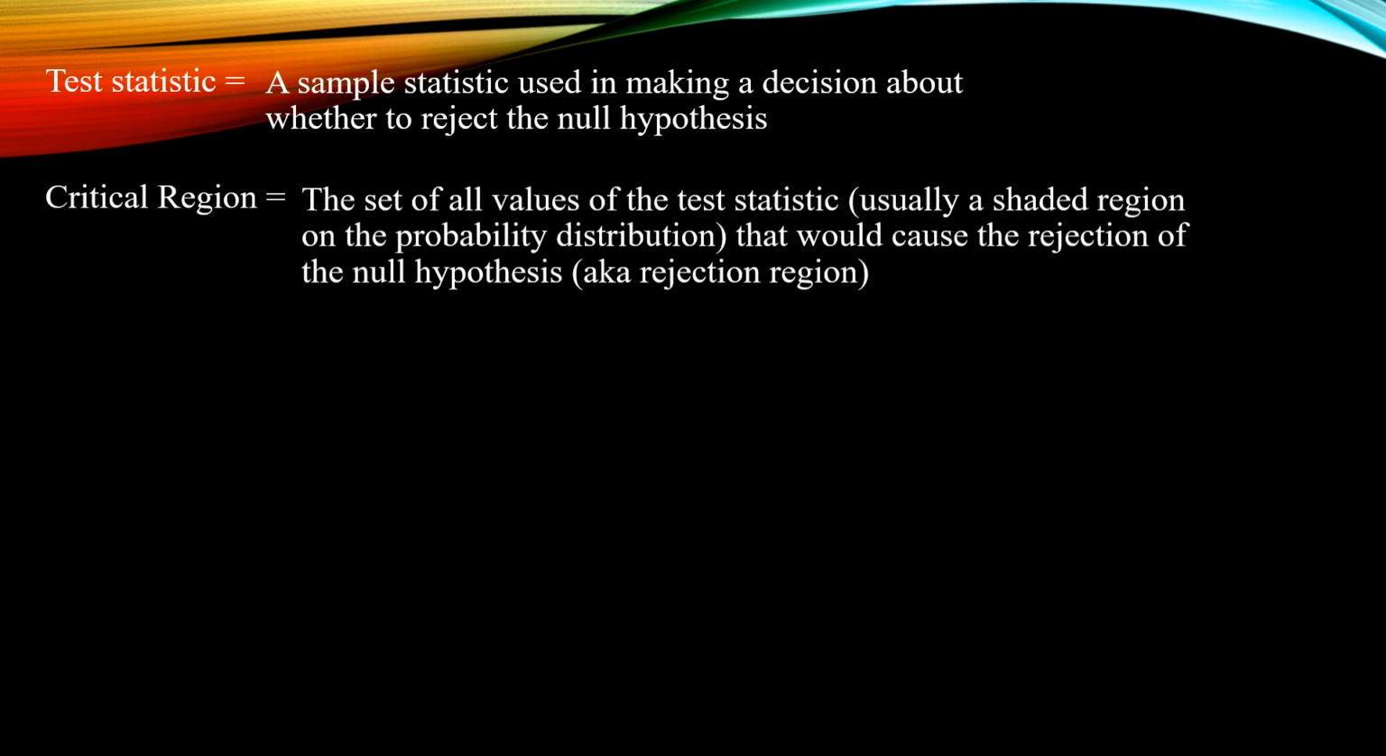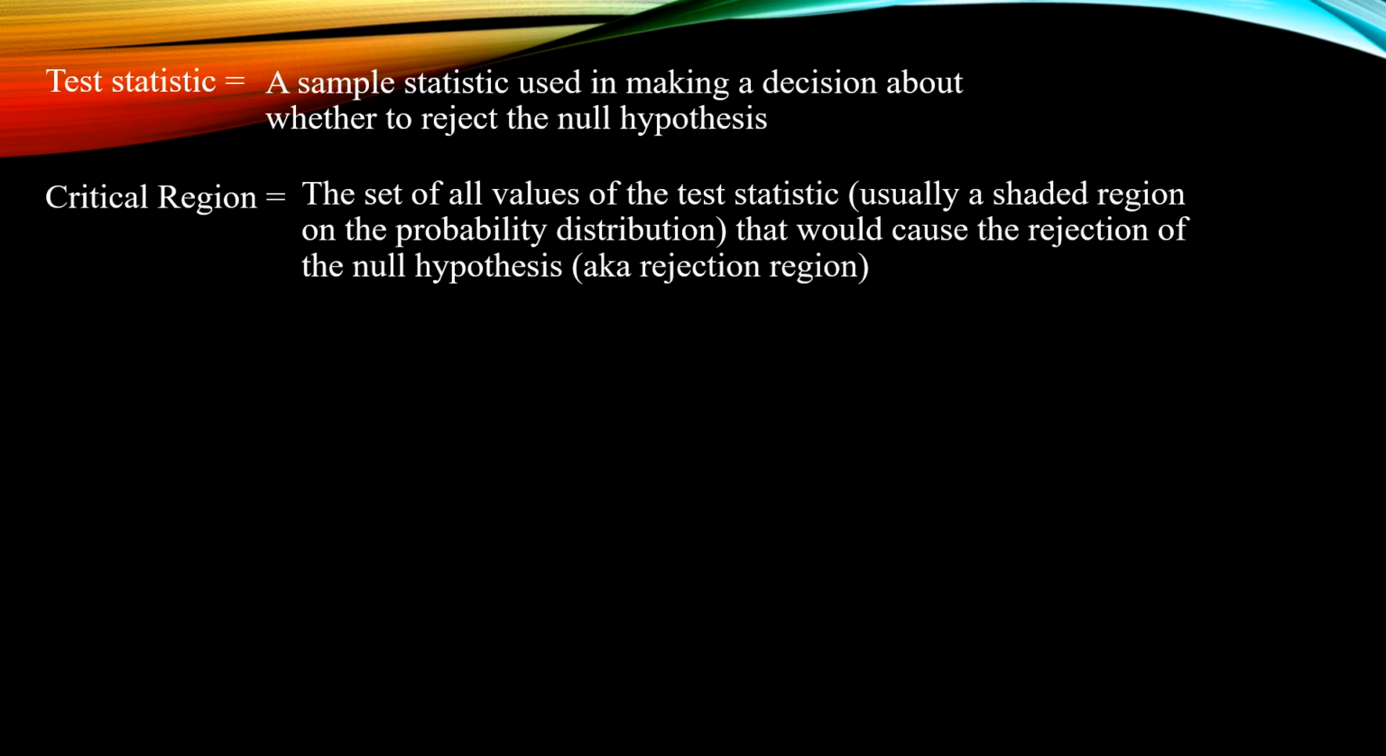And so the critical region would be the set of all of these possible values of the test statistic. It's usually a shaded region, a left tail or a right tail on your probability distribution, that if you find a sample that lies in that region, it will allow you to reject the null hypothesis because it is at such a low probability. The critical region is sometimes also called the rejection region for the null hypothesis.